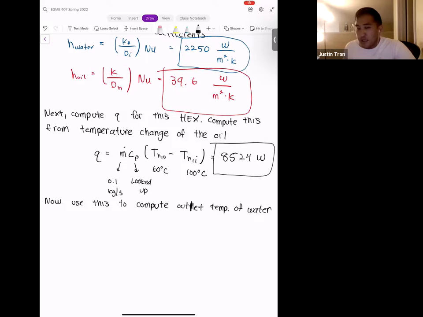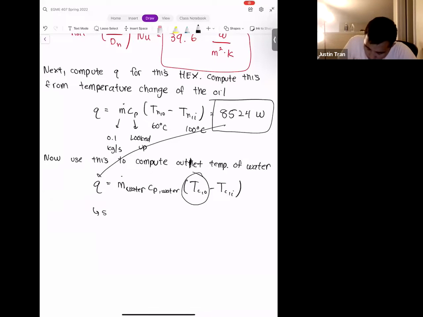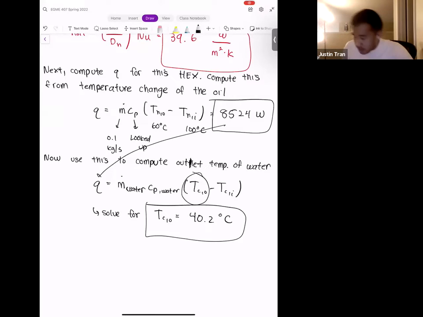Because we're assuming that this heat exchanger is perfectly insulated, any heat that gets lost by the oil is going to be gained by the water. So this exact Q is equal to m dot of the water, Cp of the water, multiplied by TCO minus TCI. We know Q because we just solved for it, so it's plugged in here, and the only unknown in our equation is TCO. If we solve for TCO, we get 40.2 degrees C.